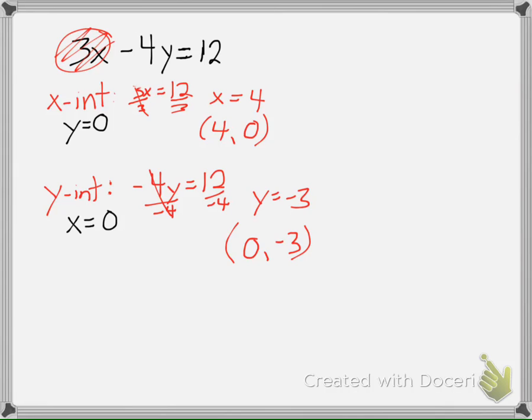Yes, Richie? You do the opposite operation, same number. This operation is multiplication, so I divide, but I multiplied by -4, so I have to divide by -4.